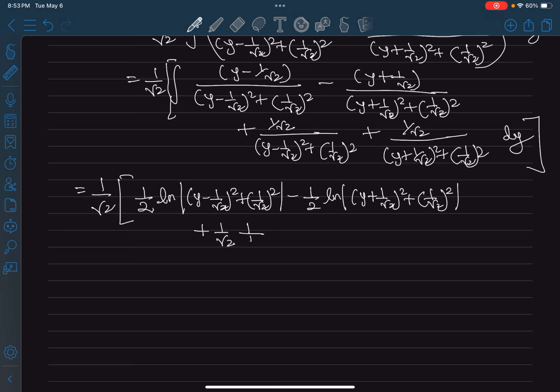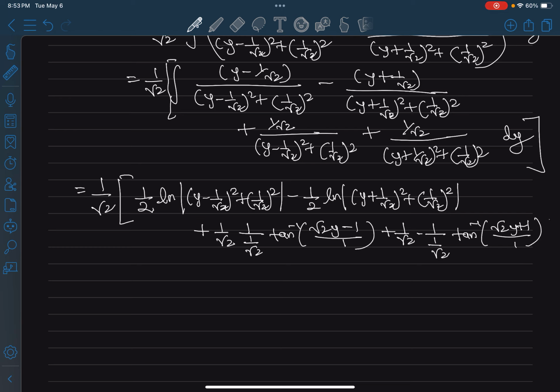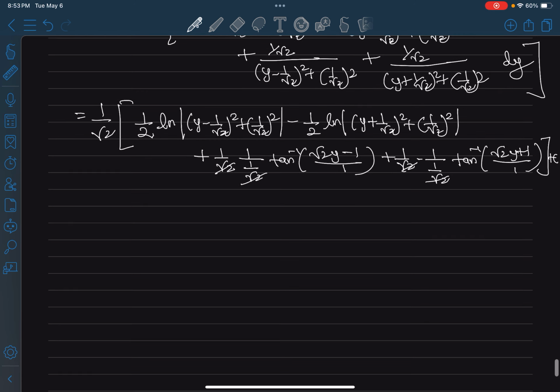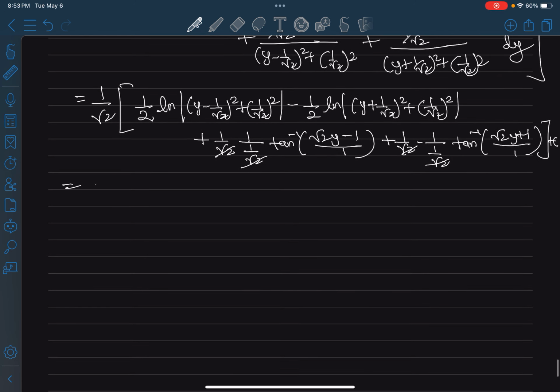So 1 by a tan inverse x by a, that will become root 2y minus 1 by 1. Again the same thing, 1 by a tan inverse x by a, root 2y plus 1 by 1, which is just nothing. Okay, and then plus c.